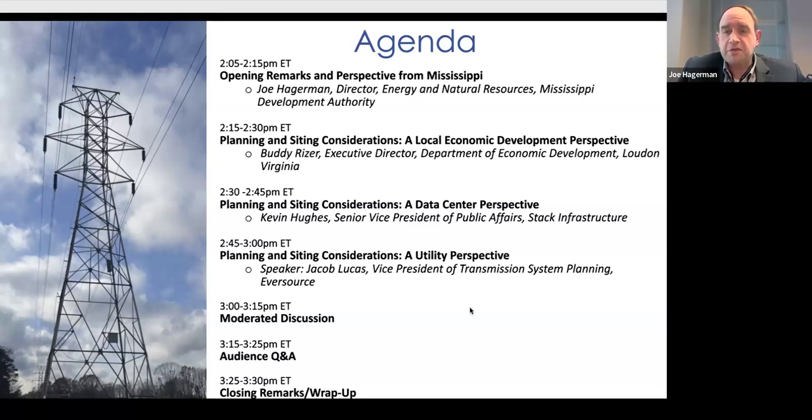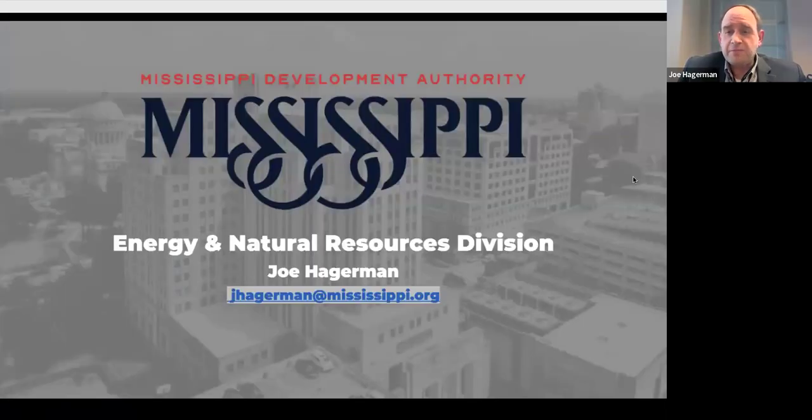Thank you all. All right, thank you, Catherine. I'm Joe Hagerman, director of the Energy and Natural Resources Division at the Mississippi Development Authority. MDA is the lead economic development agency for the governor, so we report directly to the governor. The state energy office is housed within the Energy and Natural Resources Division, so I'm the state energy officer as well. That's my email address if you want to do business in Mississippi, are interested in what we have going on here, or just want to visit. Please email me.